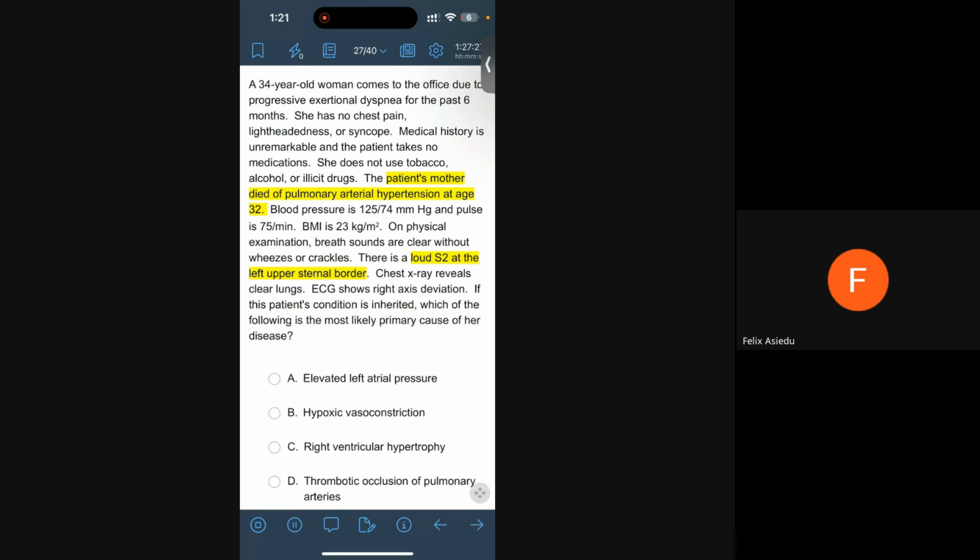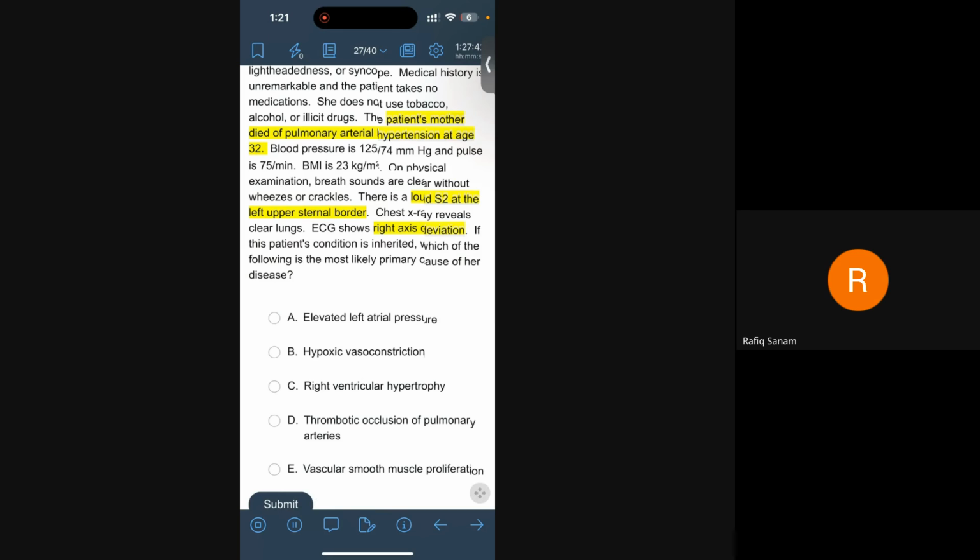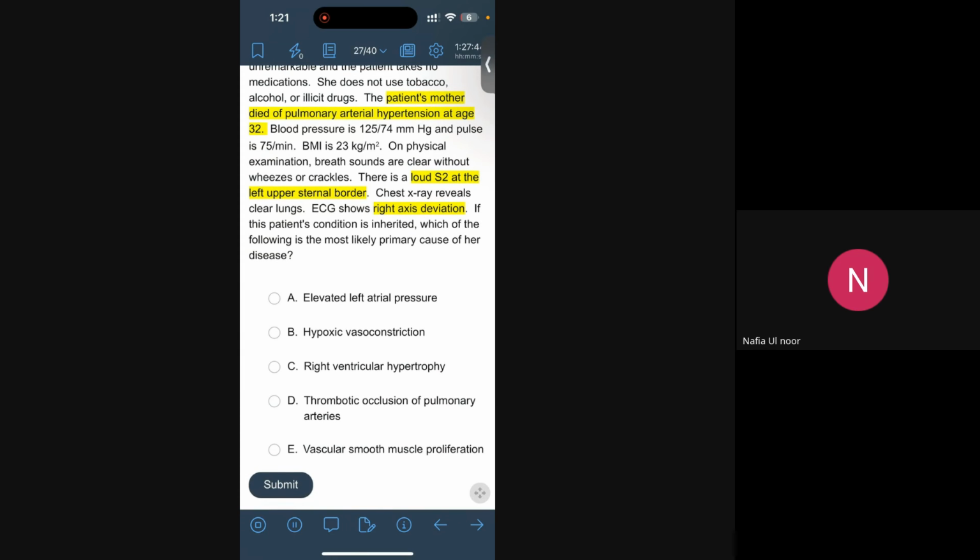Right axis deviation means right ventricular hypertrophy. Okay, so what is the diagnosis here? She's a woman with right axis deviation and pulmonary hypertension. Again, type 1 pulmonary hypertension. Type 1. Okay, so what is the primary cause of her disease?